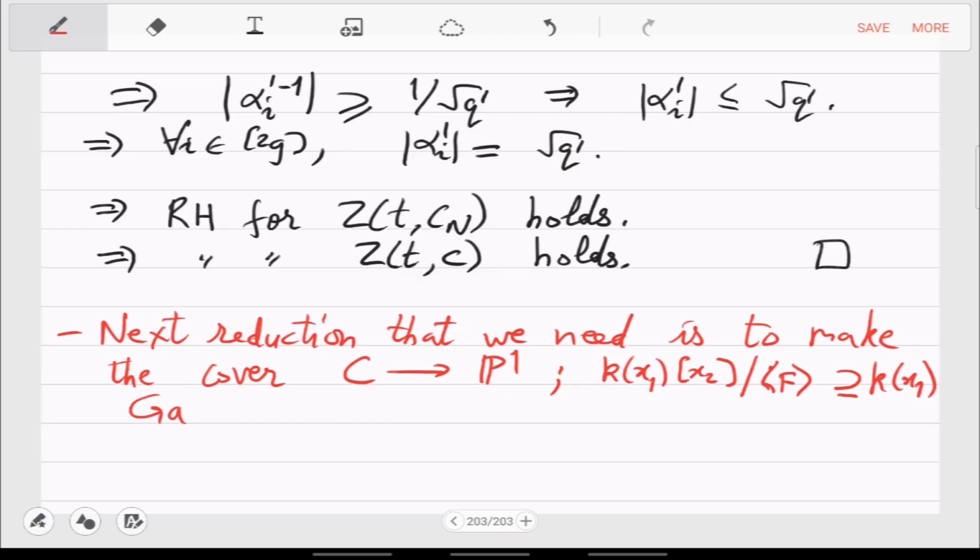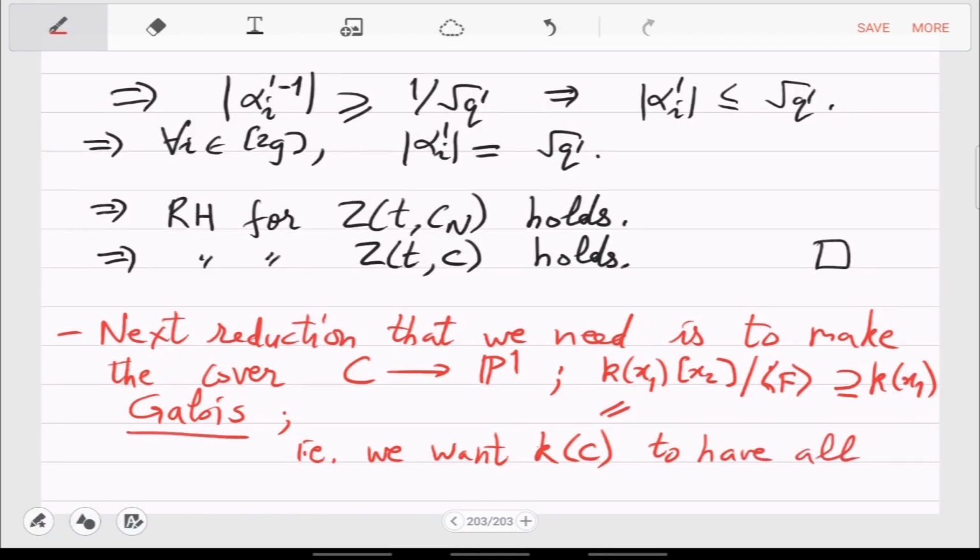So we want to make it Galois. That's the one word reduction. That is, we want this Kc to have all roots for x2. Okay, so the function field, this extension may not have all the roots of x2. We want to give it all the roots.